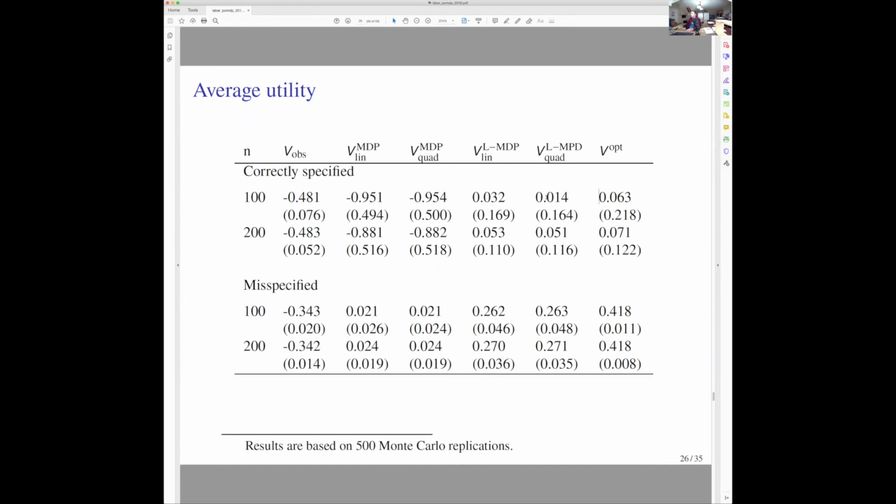Okay. And now we look at the misspecified model. So here, V obs is about minus 0.3. The linear MDP did okay. Now it got to a value of about 0.02. Same for the quadratic MDP. No real difference here. And then if we use the latent structure, we do significantly better. So even though it was misspecified, 0.26 and 0.27 for the linear model, 0.26 and 0.27 for the quadratic model. So there really wasn't much of a difference when including those quadratic terms. And V opt was 0.4. So we made up about half the distance between the MDP model and the optimal model by using this latent structure, even when it was misspecified.